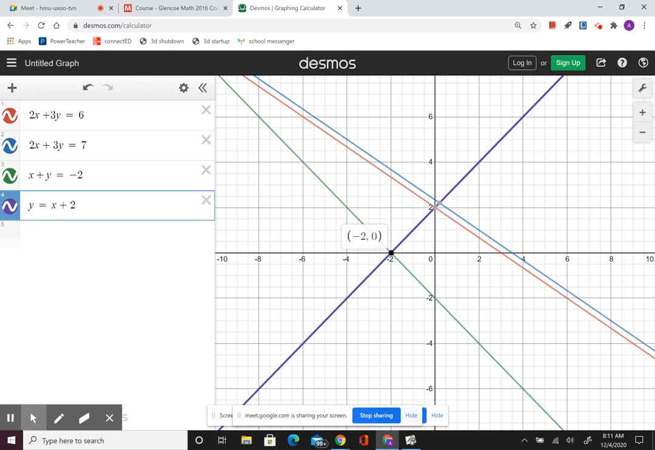Because at this point, I don't really have any need to teach you how to solve a system of equations algebraically. I don't want to get into that because I want to focus on the lines, the slopes, the y-intercepts, the x-intercepts, and how to create an equation of a line.